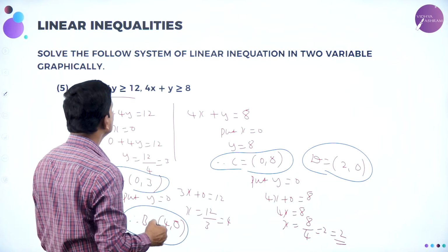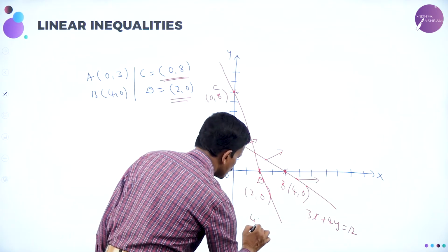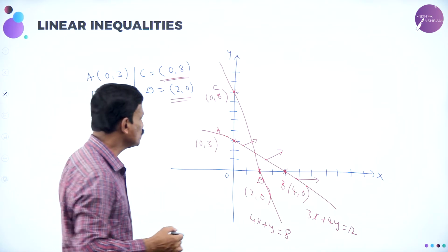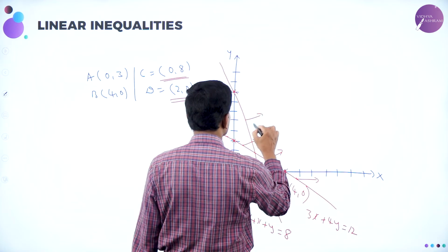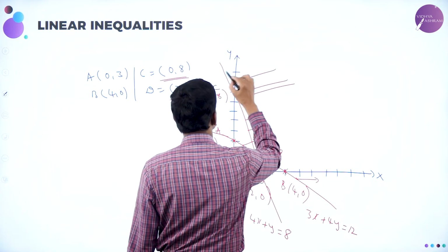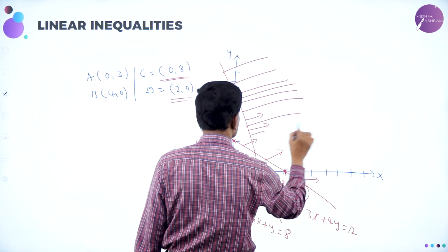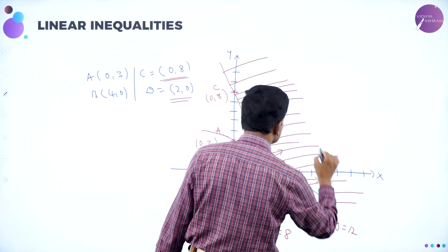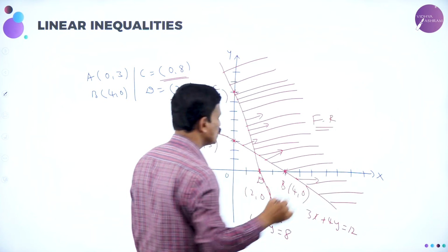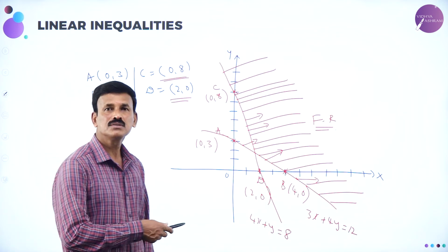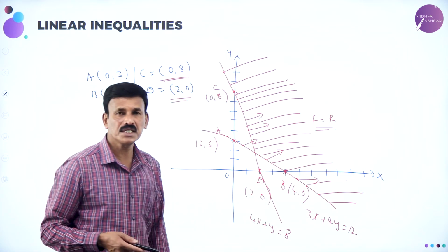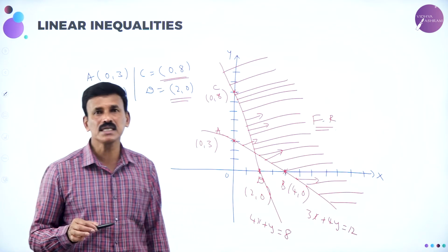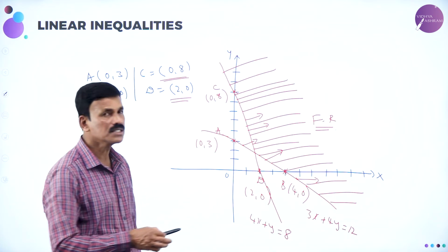That is, what is the curve? 4x plus y is greater than or equal to 8. So, again greater than or equal to means the feasible region is away from the origin. So, that means this is the solution set. This is the feasible region. That is an unbounded region. This is the feasible region for the curve. That's it. Okay. So, here this is the shaded region. This shaded region will give the solution. Means the shaded region is the feasible region and which is the intersection of the solution sets.